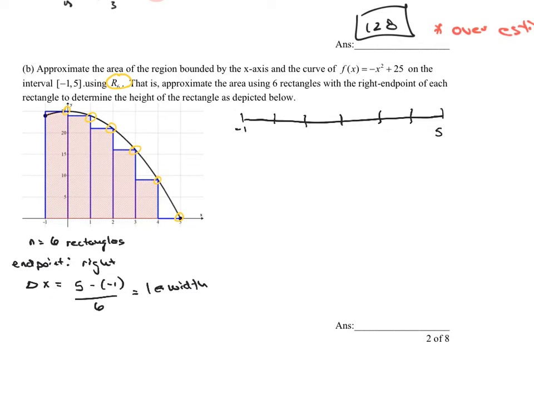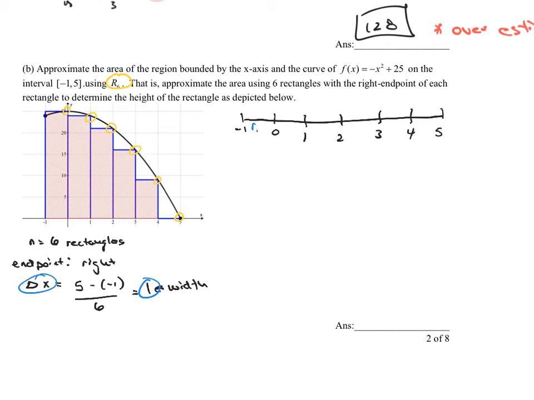Now I need to label each one of those endpoints. How do I label those endpoints? Well, simply just increase by delta x every single time. So delta x was 1. So I'm going to start at the left endpoint, which was -1. And I'm just going to add 1 every single time. So -1 plus 1 would be 0. Plus 1 is 1. Plus 1 is 2. Then a 3. And then a 4. And then a 5. Looks good to me. I have 6 rectangles. The width of every rectangle is the same. It's 1. So now I need to consider those rectangles.